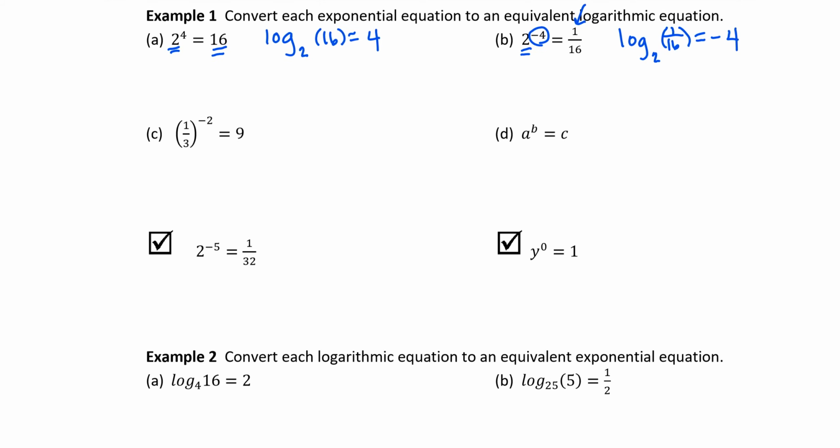Let's try the next one. The base of the logarithm is the base of the exponential equation. So in this case, it's 1/3. The argument of the logarithm is the result of the exponential evaluation, and the logarithm is equal to the exponent, -2. Now make sure you watch your levels, write it carefully.